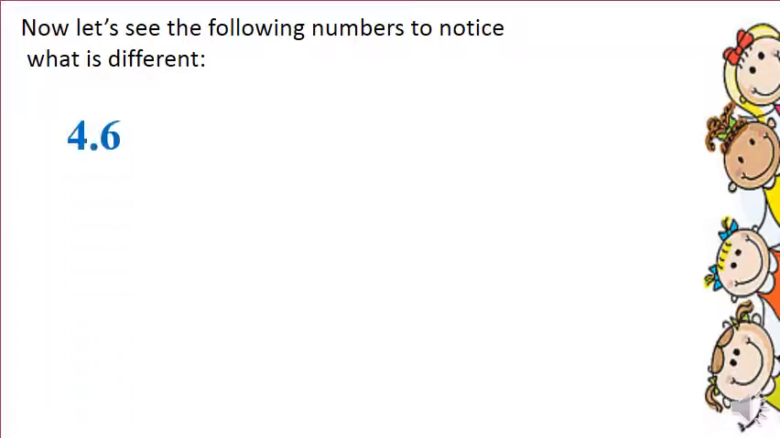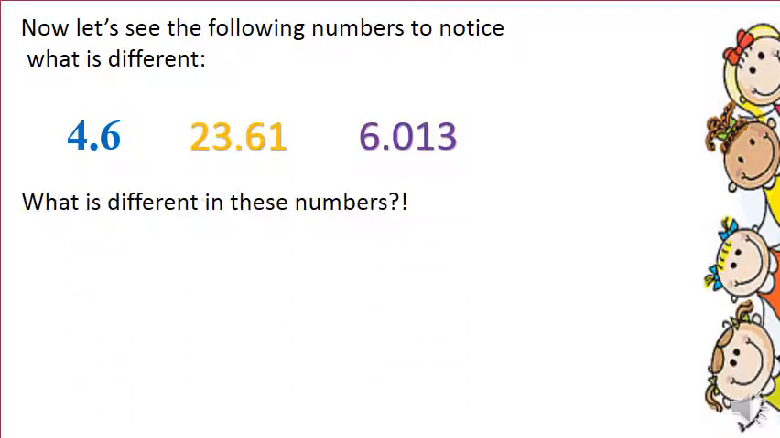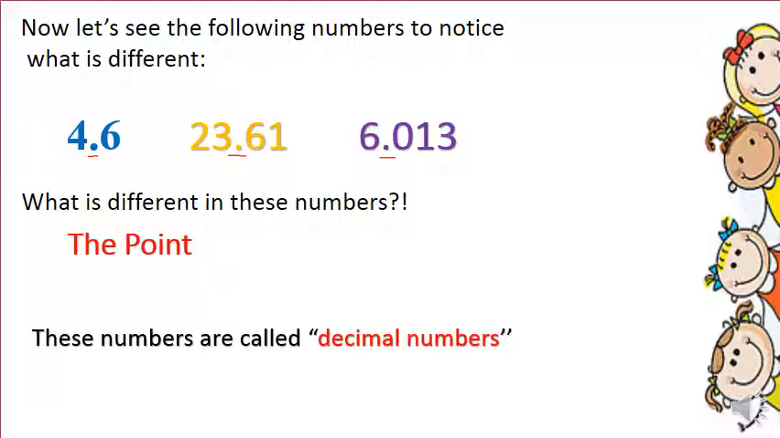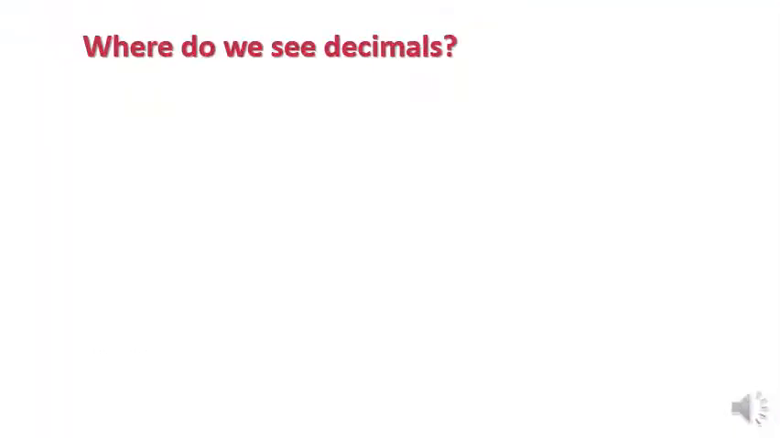Now look at these numbers. What is the difference in these numbers? We have some difference. Yes, it's the point. We have points. These numbers having points are called decimal numbers. What are the decimal numbers? Where do we see decimal numbers in our daily life? We see decimal numbers all around us.